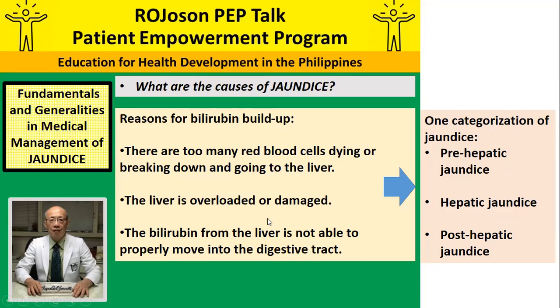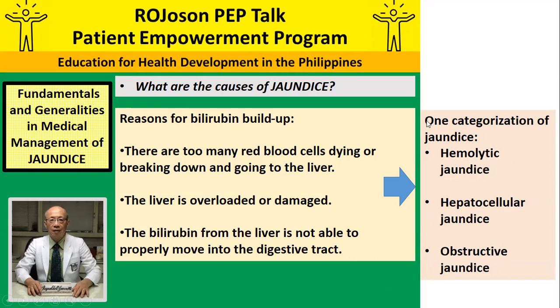Okay, and then the other category is posthepatic, meaning the bilirubin has passed through the liver, and after that it has to go out. Okay, go to the intestine. So the third cause is that the bilirubin from the liver is not able to properly move into the digestive tract through the biliary tree or the so-called common bile duct, the bile ducts. Okay. So pre-hepatic, hepatic, and post-hepatic jaundice.